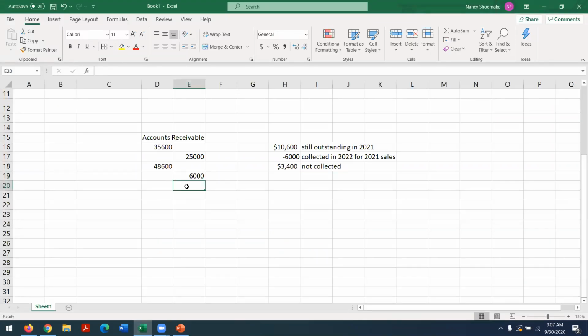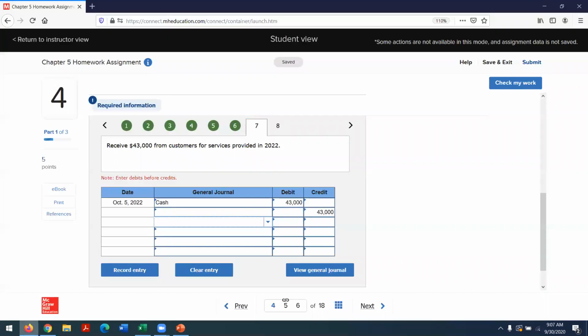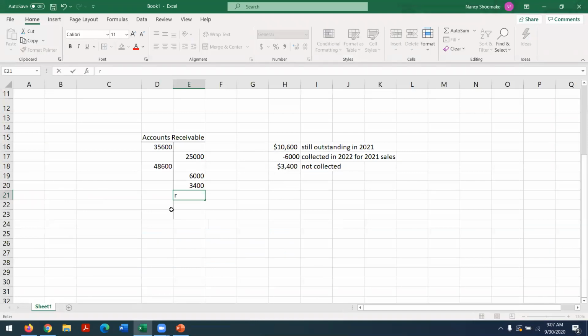So what did we end up writing off, that one particular $3,400 we wrote off? Now we collected $43,000 here. Got it? Wouldn't that be on the debit side though? We collected $43,000, so we would have debited cash when we collected it, and we credit accounts receivable. See, this $48,600, we collected $43,000 of this $48,600. That makes sense? Yeah.